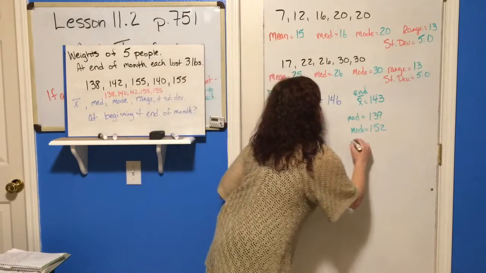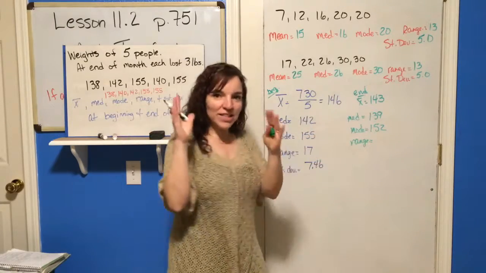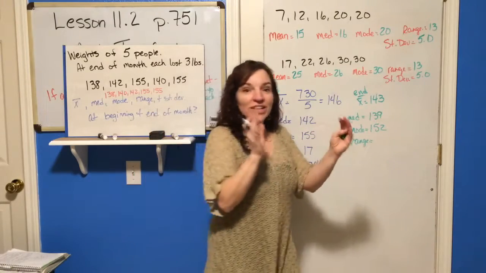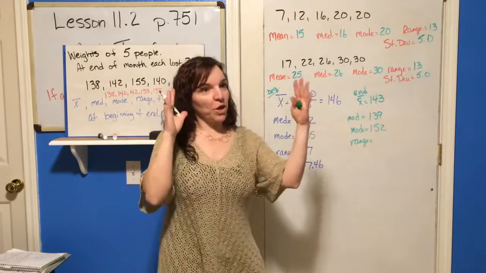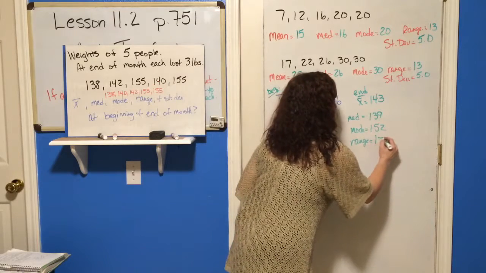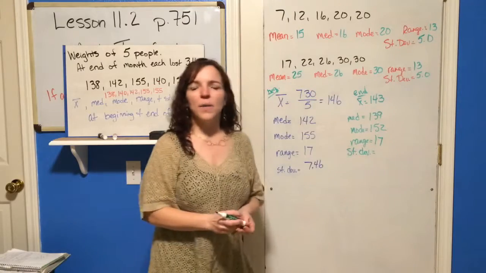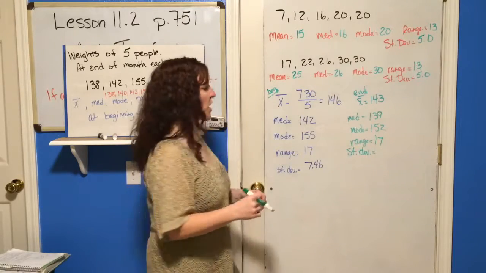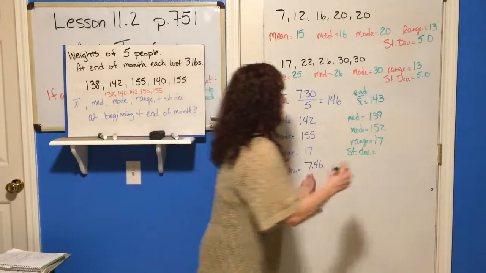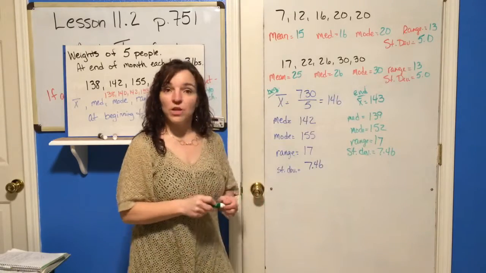Your range, and don't forget, when you've subtracted 3 pounds. I went the wrong way the other time. Okay, so you subtracted 3 pounds, but your largest and smallest are the same distance apart, so your range is still 17. And guess what? You don't have to do all of that dividing and squaring and subtracting. The standard deviation is going to be the same because they're going to be clumped in the same way. So 7.46 is your new standard deviation. You're done with that problem.